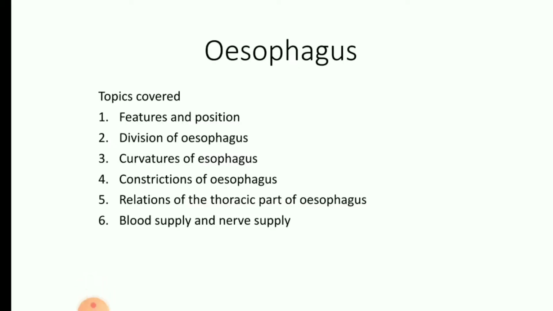In this video, we are discussing the esophagus. The topics covered in this session are given here. First, we study the features and position of the esophagus, followed by the division of the esophagus, the curvatures and the constriction of the esophagus. Then we study the structures related to the esophagus, and we will focus mainly upon the thoracic part because it is the longest part of the esophagus. And we will end our discussion by studying its blood supply and nerve supply. So without further ado, let us start.